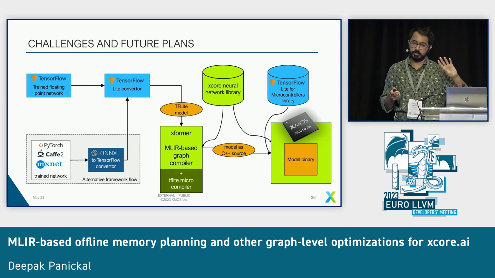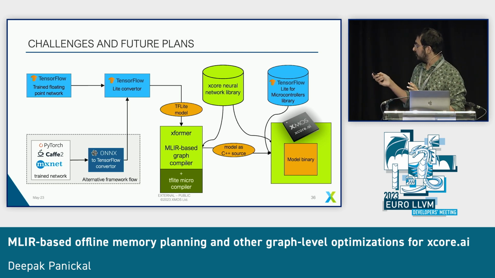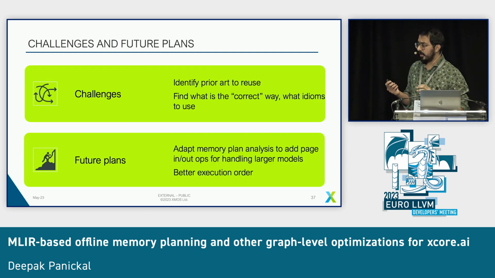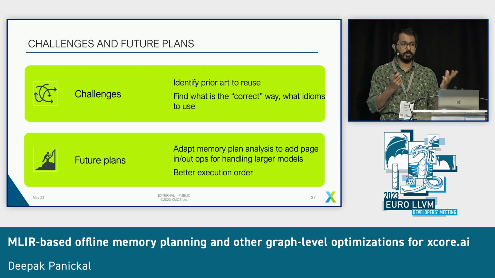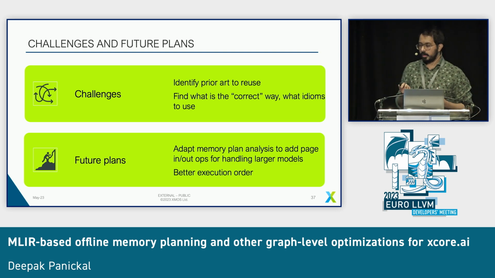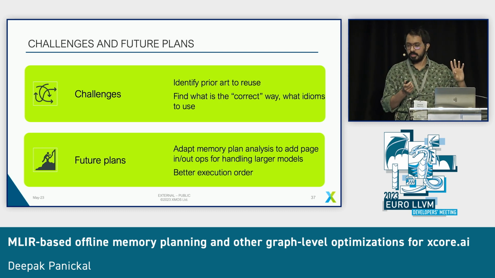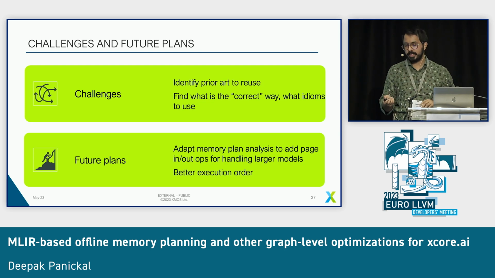And TensorFlow uses Bazel for building. LLVM and MLIR prefer CMake for building. So one major challenge here is identifying prior art, right? So we don't want to rewrite code. We want to reuse as much code as possible. And you do end up seeing similar things being done at different levels in TensorFlow and in MLIR. So that's one big challenge.